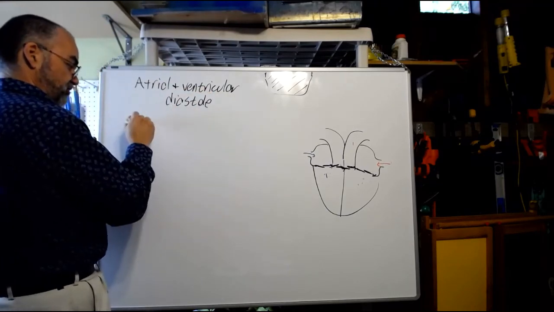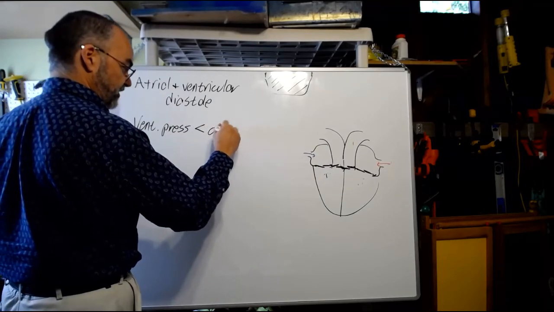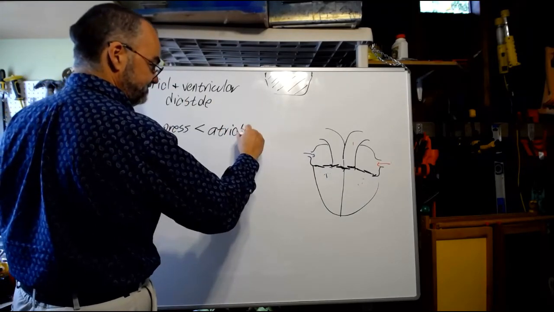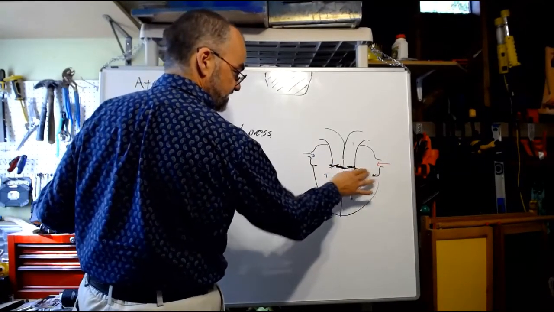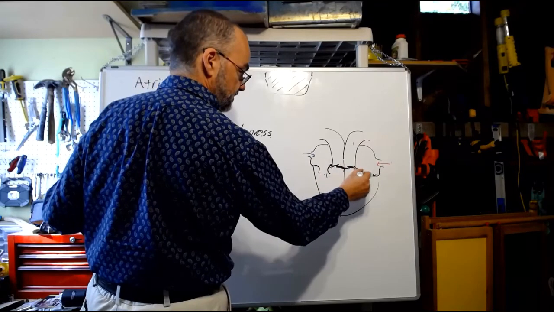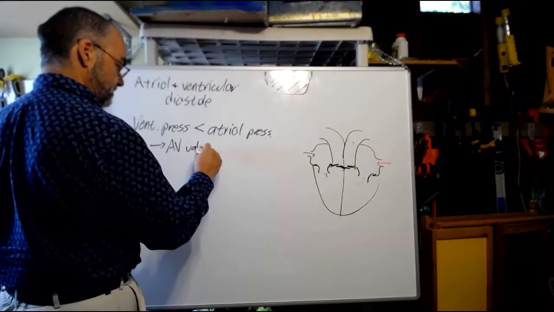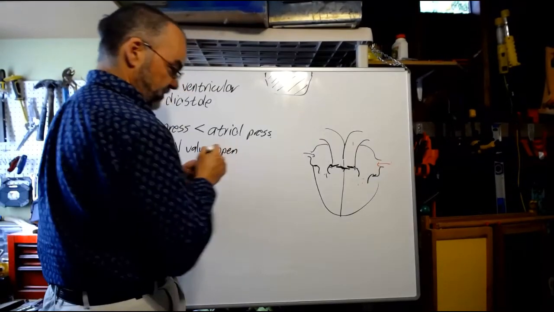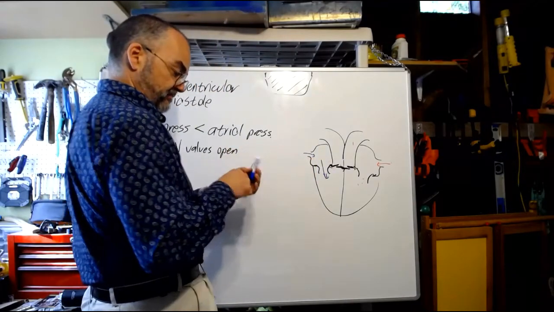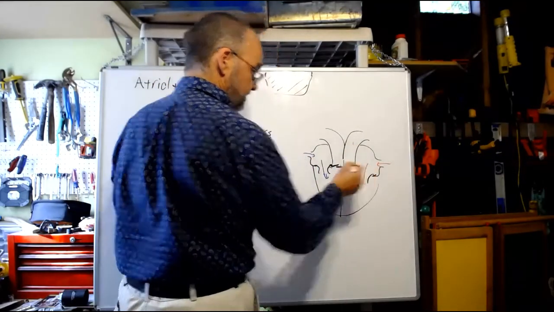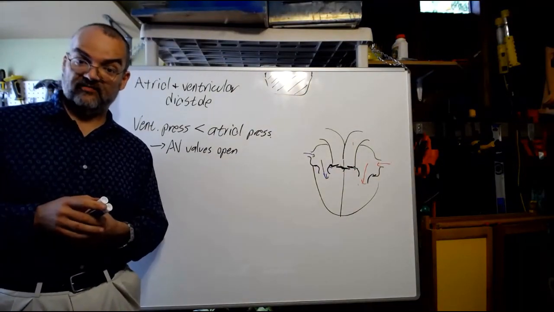At this point, ventricular pressure drops below atrial pressure, which means these atrioventricular valves open up. And the blood which had been building up in the atria starts draining into the ventricles. And we're back where we started. So that is one cardiac cycle.